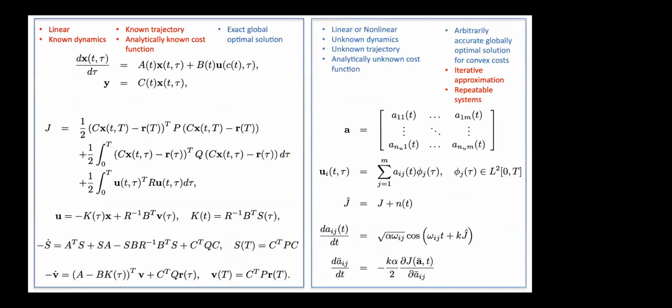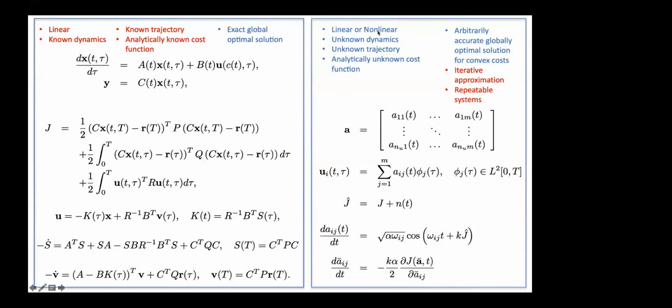So the main problem is to find optimal controllers for unknown systems. Now, if you actually have a linear system and you know the dynamics exactly, and you know the trajectory you want to follow exactly, and you analytically know the cost function, there are methods that give you the exact global optimal solution.